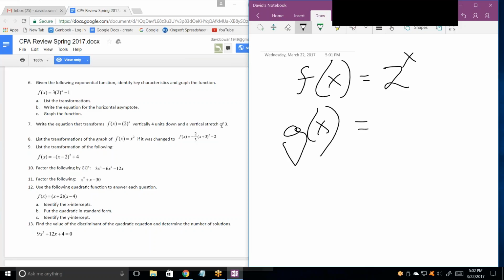First of all, let's handle the vertical stretch first, because I like working from left to right. There's 3 parentheses. So that 3 is multiplying the 2 to the x like that. It's outside the function because it's a vertical transformation. It's not inside. I don't have parentheses around the 3 and the 2, so the x is not acting on the 3. The 3 is strictly a vertical stretch factor.